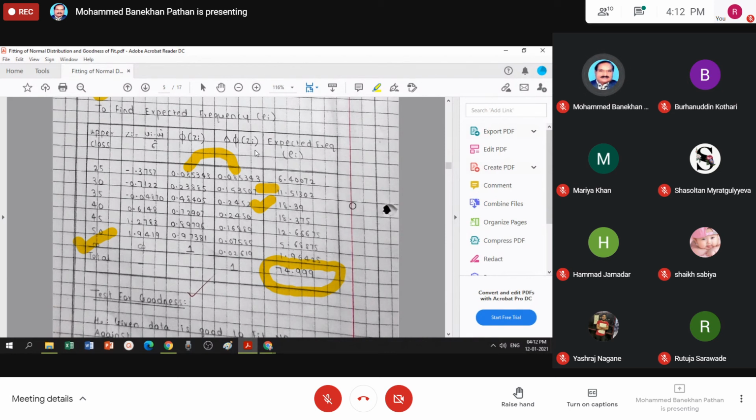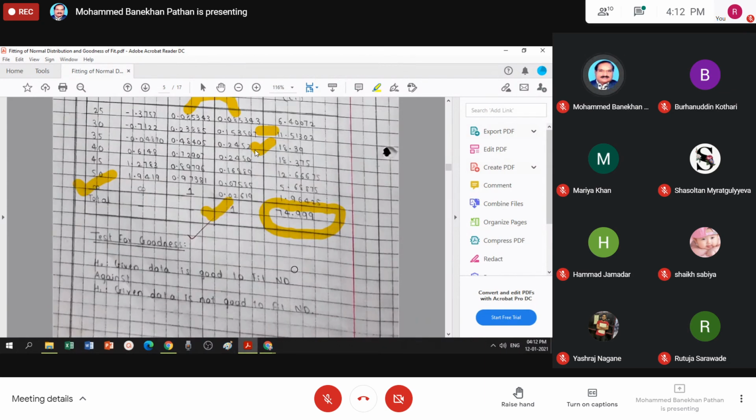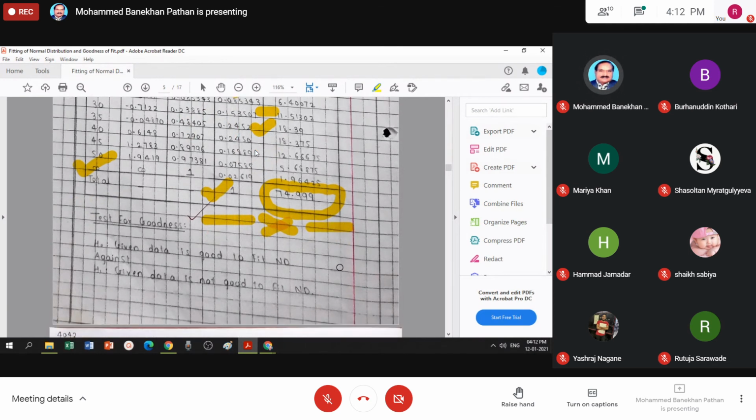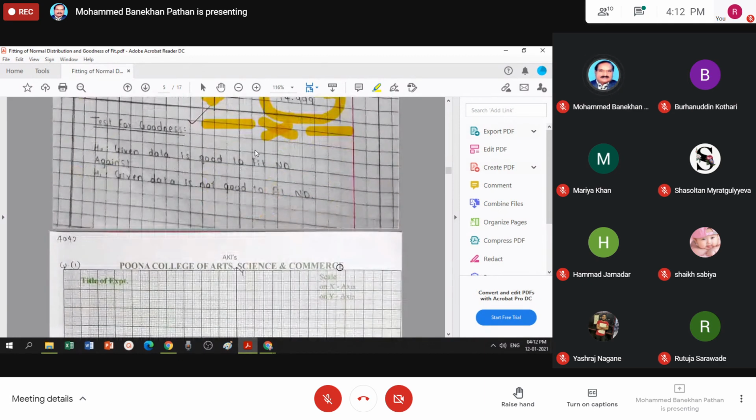The examiner will check these 2 points. Total of probability should be 1 and total of expected should be capital N. This is your end of fitting of normal distribution. Now, if the question also asks to test goodness of fit, then you have to go ahead. So test for goodness of fit is the second part.